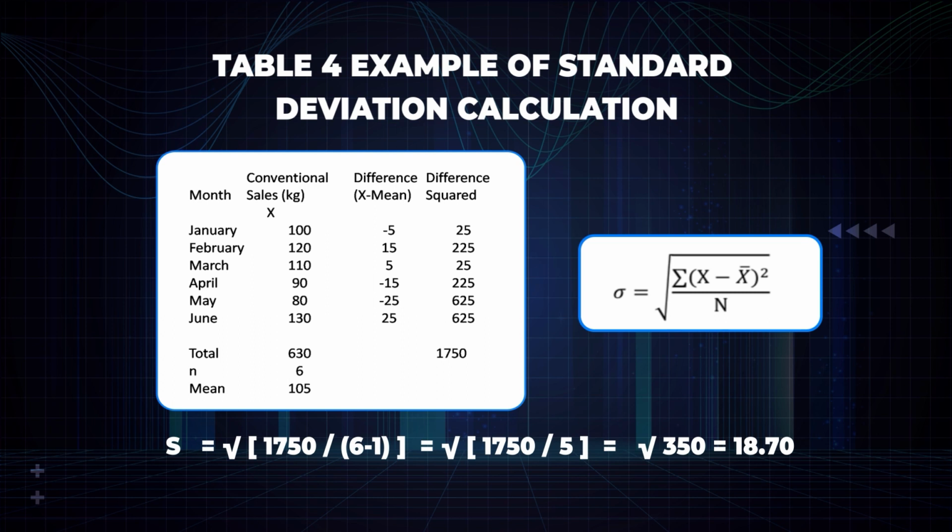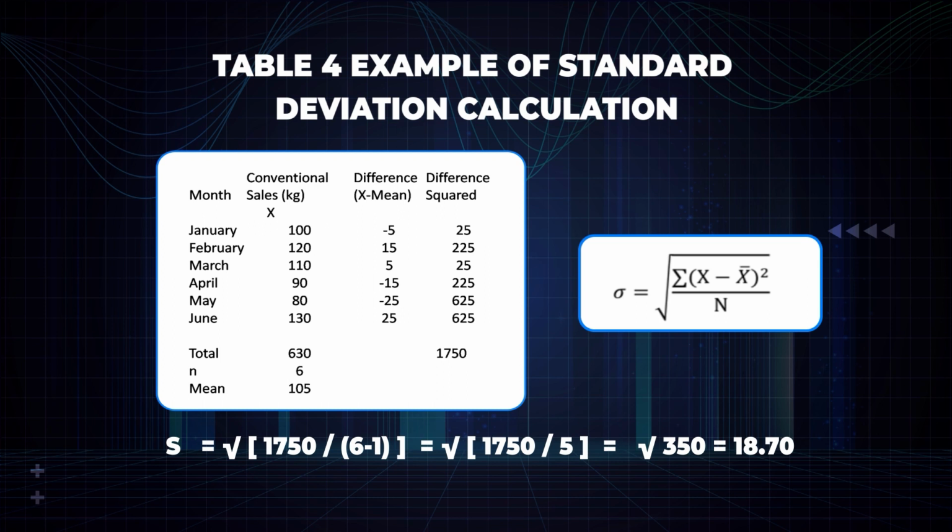By subtracting the mean from the individual values, we get these values: for January -5, for February 15, for March 5, for April -15, for May -25, and for June 25. Now, in the last column, we have to square these differences. So when we square -5, we get 25. Similarly, we get the other values. Now we can substitute these values in the formula.